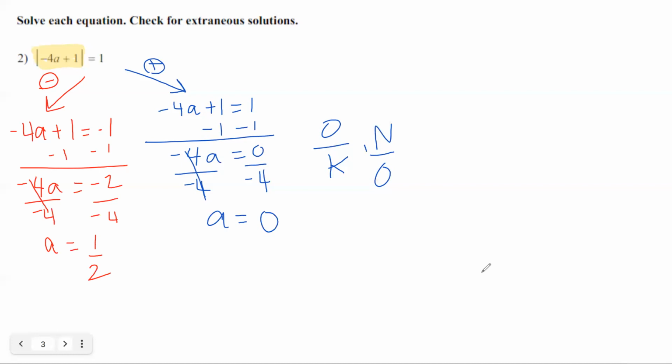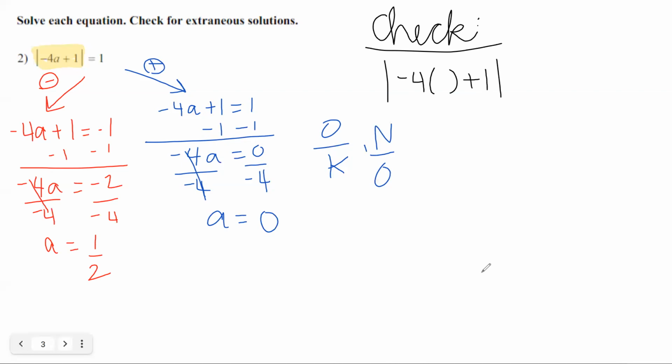Step 2 is complete. Step 3 said to check my solutions for extraneous ones. We don't want any liars up in here. Wherever our variable is, let's put a set of parentheses there: |-4(a) + 1|, is that equal to 1? And because I like to read left to right, I'm going to put 1/2 in here first, just for funsies.